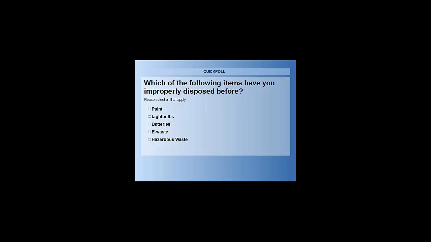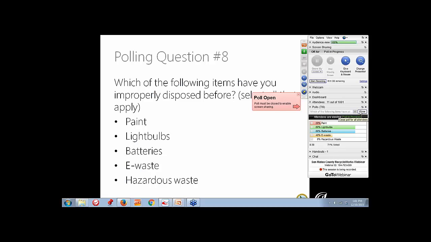So let's share, and I think you can pick anything that applies. I'm going to close that in just a second, so if you haven't voted, and we'll see what are the biggest hard to handle or improperly disposed products. Okay. So it looks like light bulbs and batteries were the two highest. 80% of us have improperly disposed of those. 40% have said e-waste and 20% have said paint.